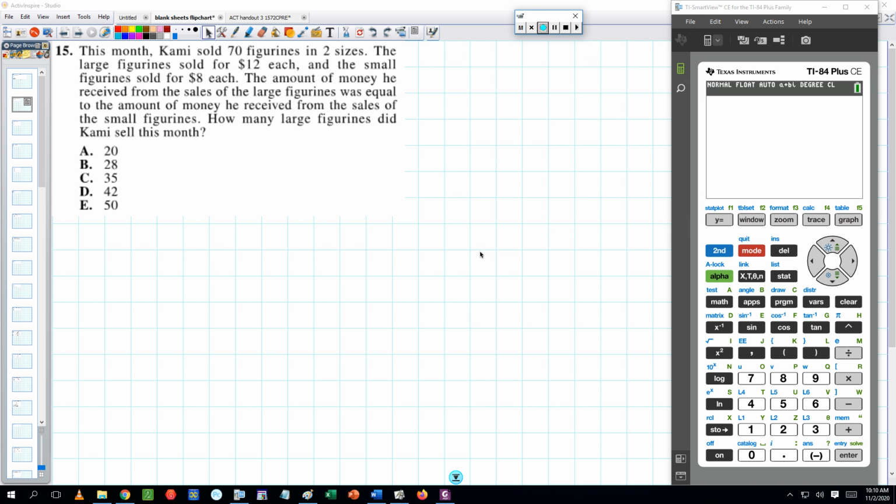Let's make a key. This month, Cammy sold 70 figurines in 2 sizes. The large figurines sold for $12 each, the small ones for $8 each. The amount of money he received from the sales of the large figurines was equal to the money he received for the sale of the small ones. Okay, so how many large ones did he sell?